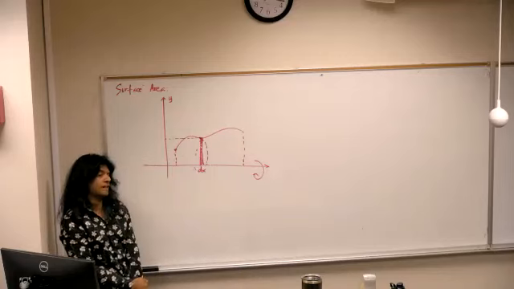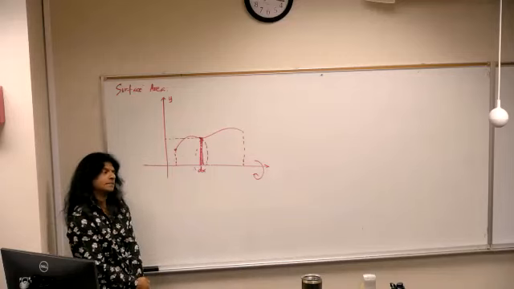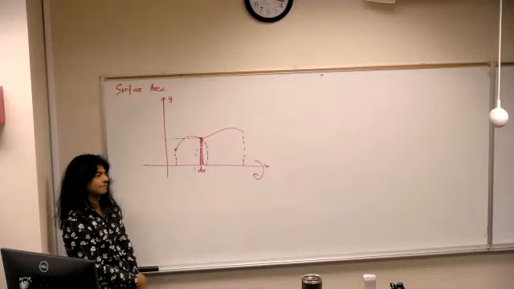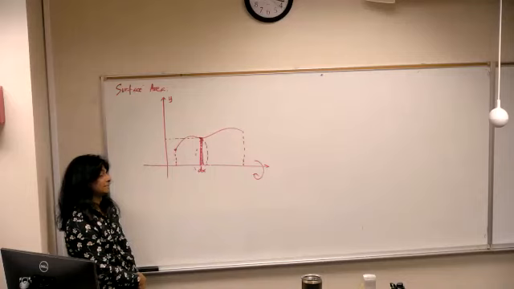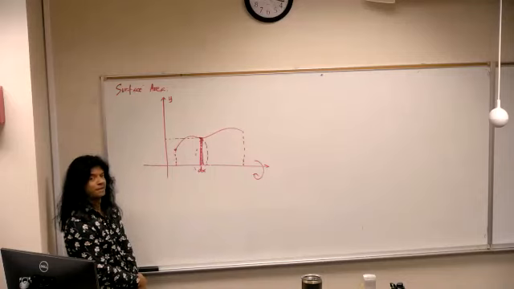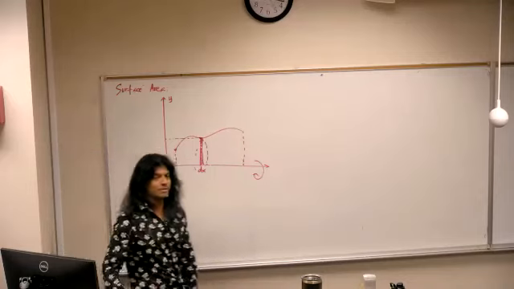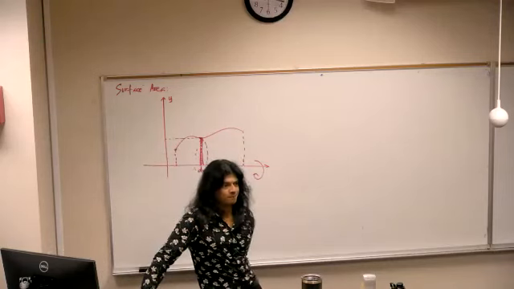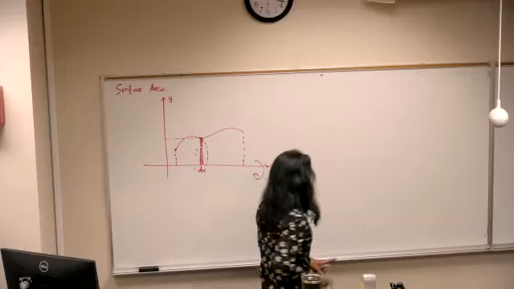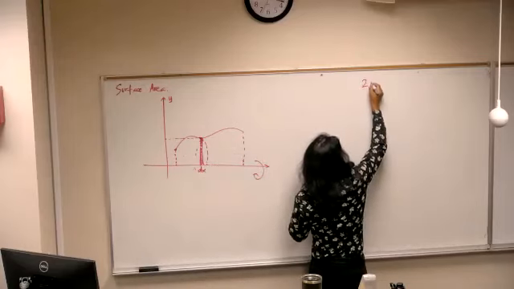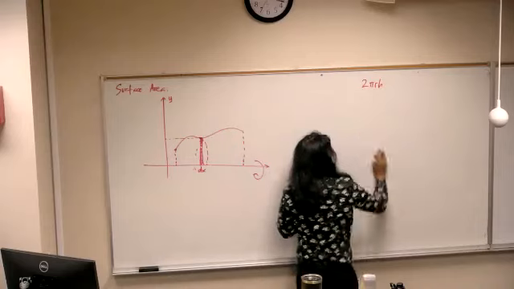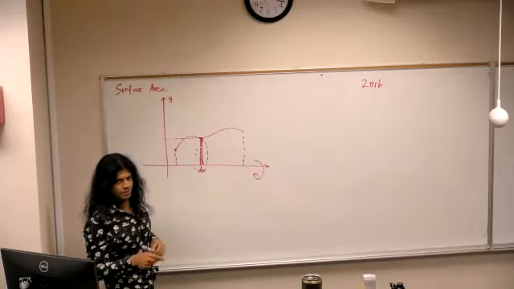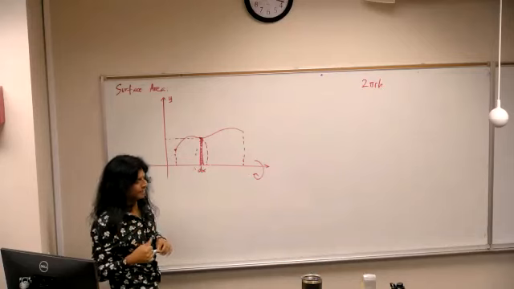What is the surface area of a cylinder? Do we not know the surface area of the cylinder? 2 pi r h. Very good, 2 pi rh. If you understand what's going on, you don't have to memorize it.